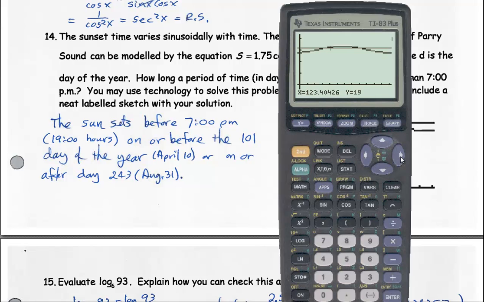And then we want to find the next one as well. So I want to go close to this other point over here. Okay, so I'm getting pretty close to that point now. So second, calculate, and intersection, and second curve, guess doesn't matter. Okay, so it's telling me the other one's about, well, pretty close to 243 days. So from about 101 to 243 days.